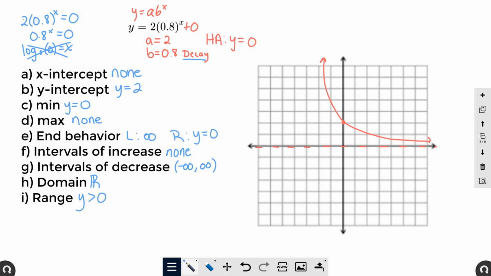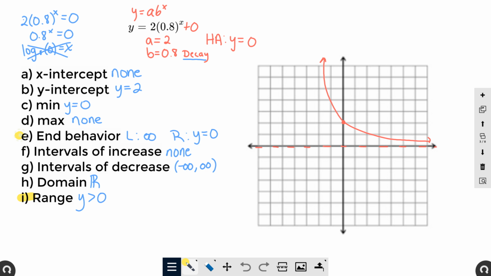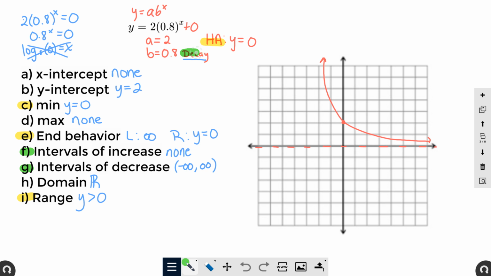It gets really close. So if you look for some similarities, the range part, the end behavior and the minimum all have y equals 0, which is the HA. It's the HA. And then if you want to look at what parts of your graph increase, decrease, this part would go with, is it a growth or a decay? Okay, does that make sense?